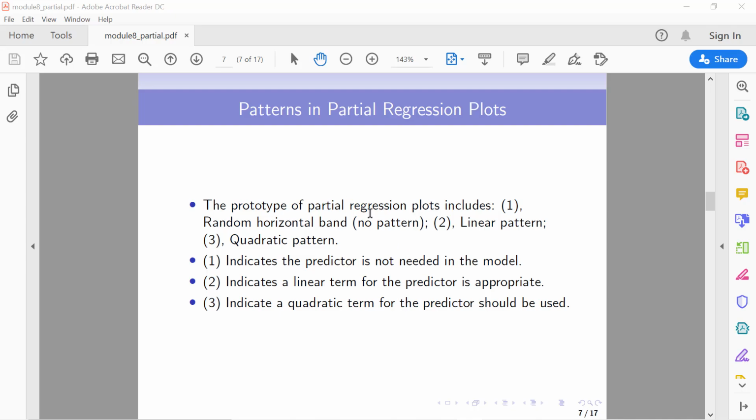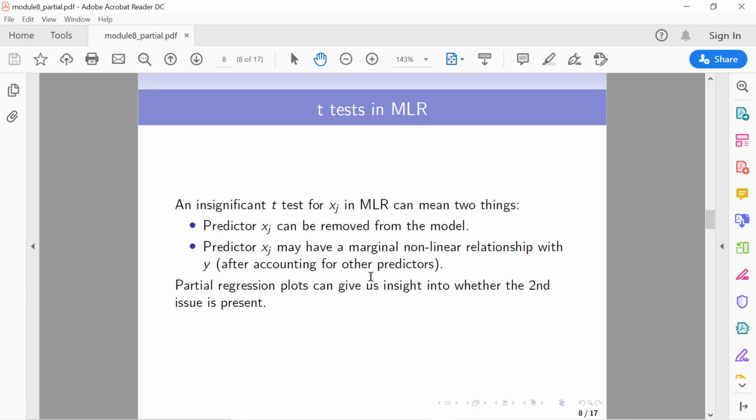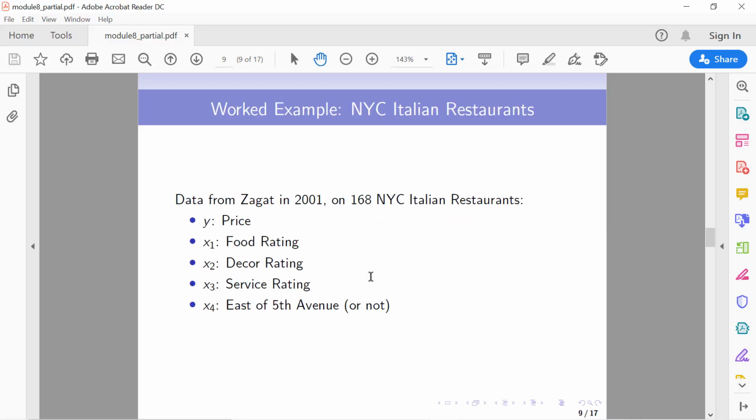Looking at the pattern that we see in the partial regression plot, we can tell whether a linear term is appropriate for that predictor, whether that term can be dropped, or whether we should consider a non-linear term or a quadratic term for that predictor. So we'll go over an example.